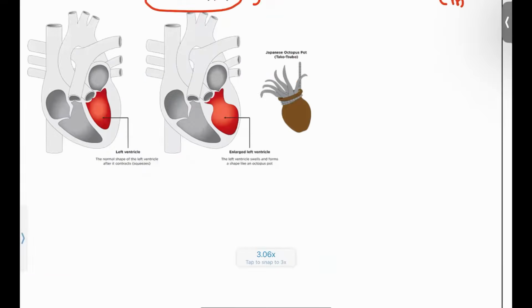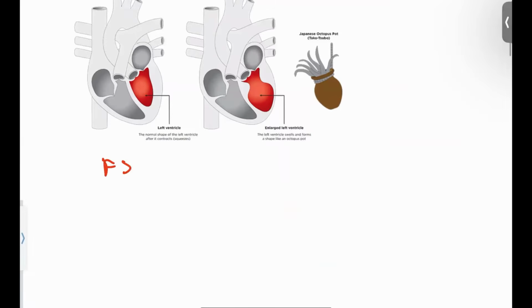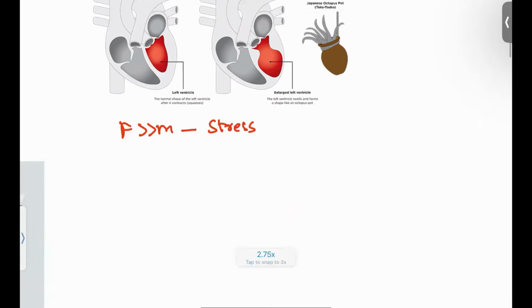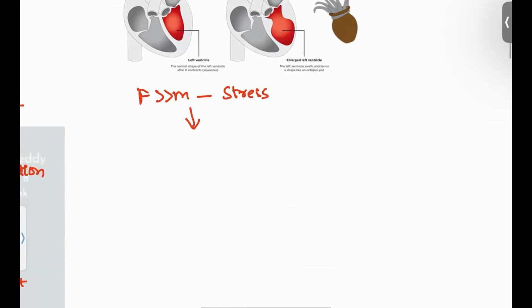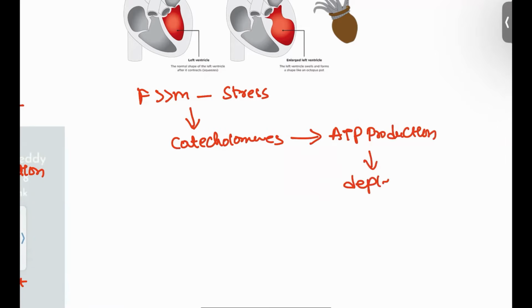Suddenly, when a patient, most commonly a female patient, has a stress factor, like sudden bad news they hear, or any kind of heartbroken situation, what happens? There will be a sudden surge of catecholamines. The catecholamines are released from the body, which leads to ATP production, and this ATP is completely depleted immediately. Okay, so the depletion is also seen.